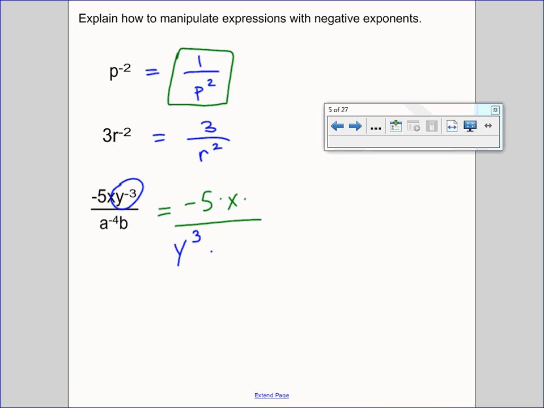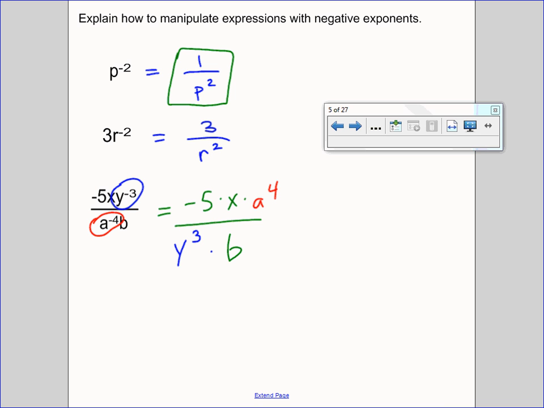Similarly, the a to the negative fourth power is equivalent to a to the positive fourth on top. I hop the line and change the sign on the exponent. The b is going to remain. So I've written those quantities that remain in the same green color. They're not moving at all because they didn't have negative exponents. Everybody see that? They're staying put.